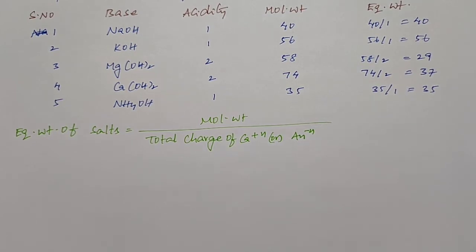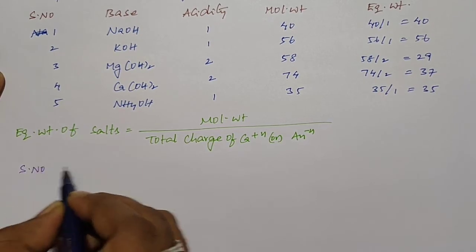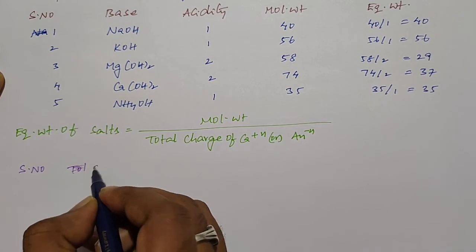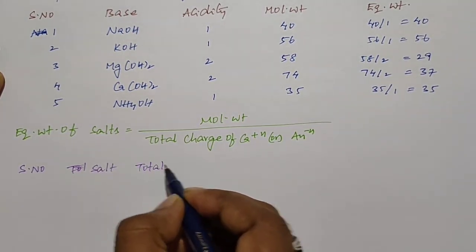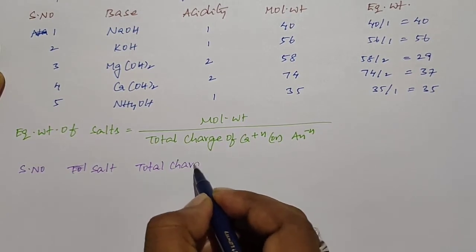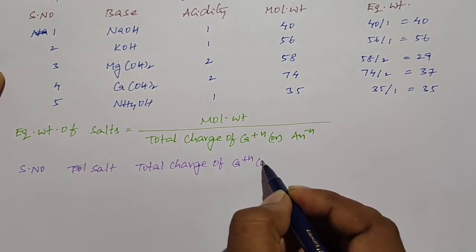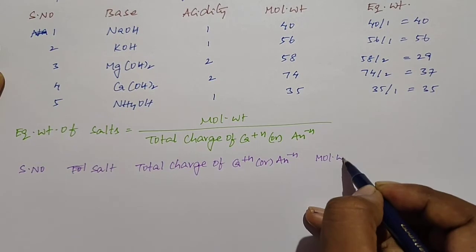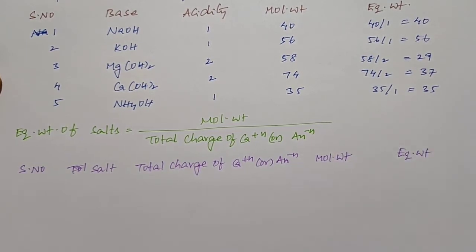So first we take a table. For the table I take a few columns: serial number, salt, total charge of cation or anion, molecular weight, and last, equivalent weight. So these are the columns.